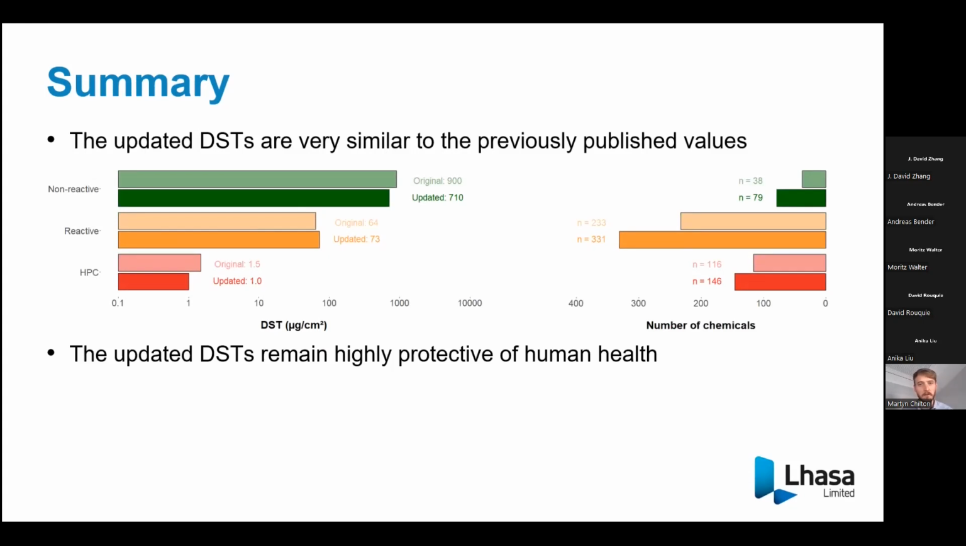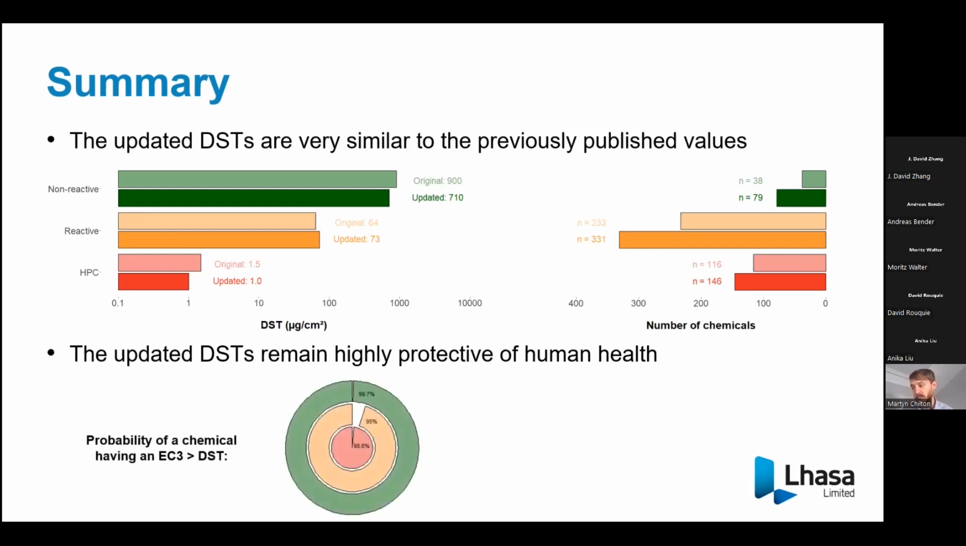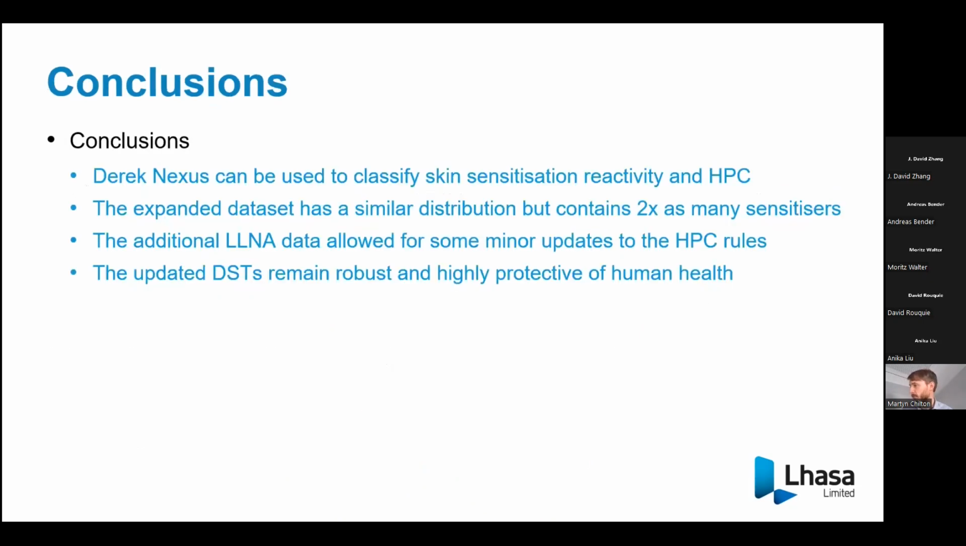So would these thresholds be suitably low to be protective against sensitizers in the real world? Again, I haven't got time to go into the maths, but the advantage of a distribution is you can do some calculations to work out how likely it is that that will be protective. The original thresholds were very protective, 95% or more. And we found similarly high values when we checked for the updated thresholds. That was good to see: we've updated the thresholds, but it hasn't reduced their usefulness or protectiveness.